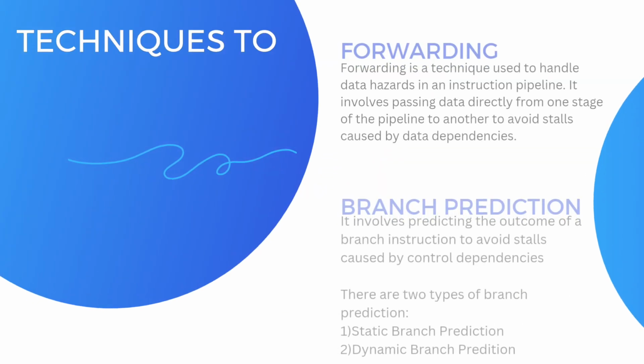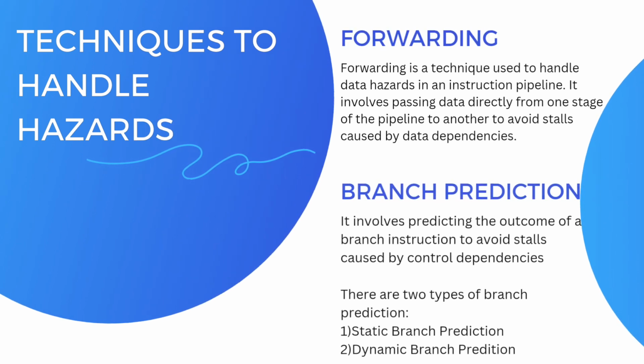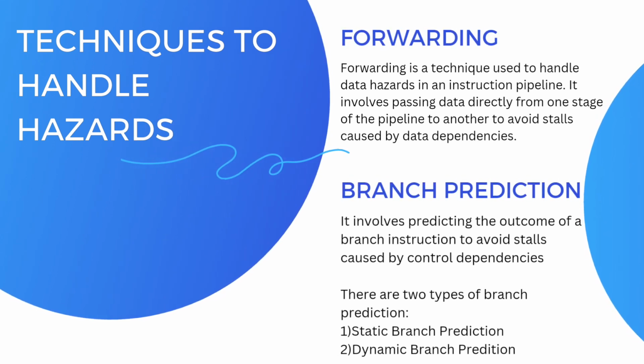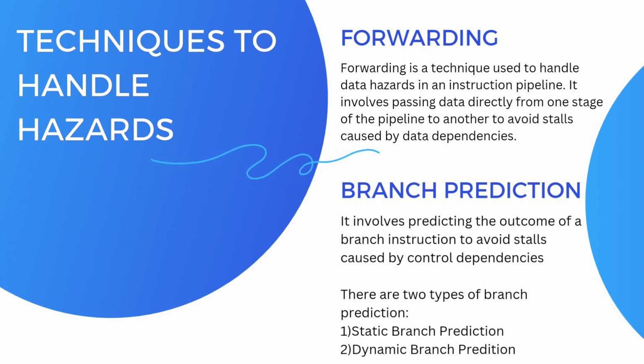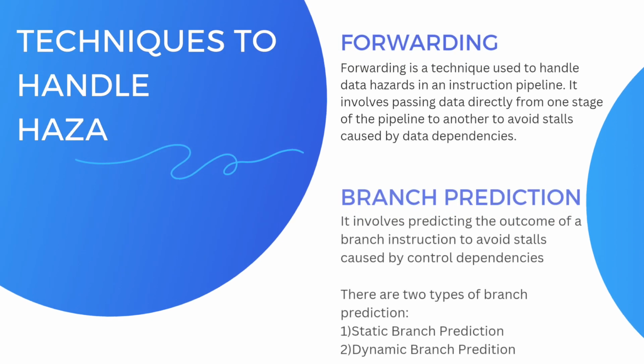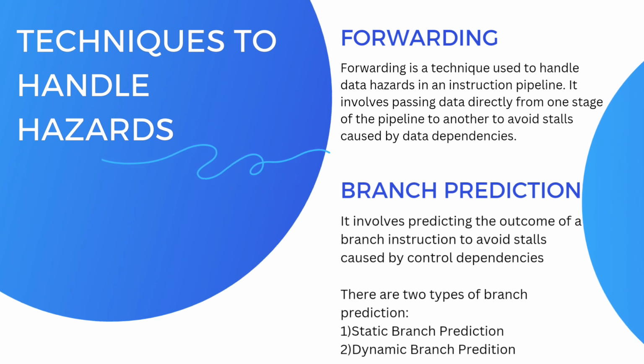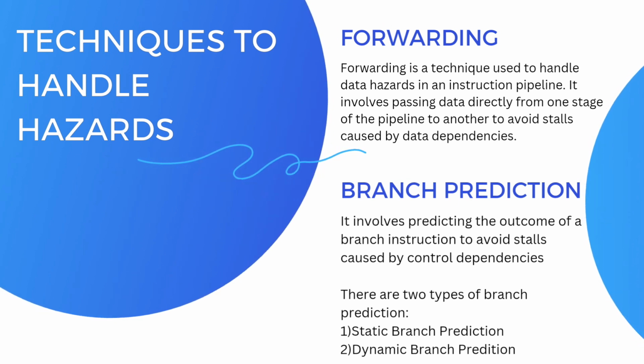Techniques to handle hazards. There are several techniques used to handle hazards in instruction pipelines. Here, the two commonly used techniques are: first, forwarding. Forwarding is a technique used to handle data hazards in an instruction pipeline. It involves passing data directly from one stage of the pipeline to another to avoid stalls caused by data dependencies. The second instruction depends on the result of the first instruction. Without forwarding, the pipeline would need to stall until the result of the first instruction is written to the register file. However, with forwarding, the result of the first instruction can be passed directly to the second instruction without waiting for it to be written to the register file.